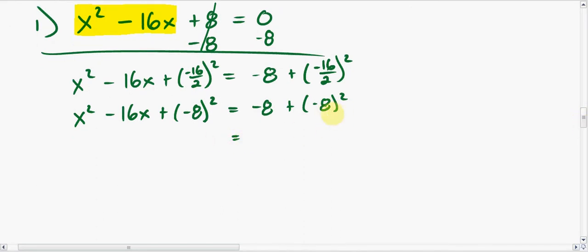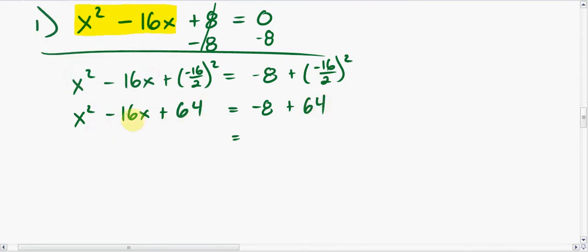So what is negative 8 squared? Negative 8 squared is positive 64. I'm going to show you something here. I'm going to just write in positive 64 in both of these cases, though you don't have to do that yet. Positive 64, positive 64.